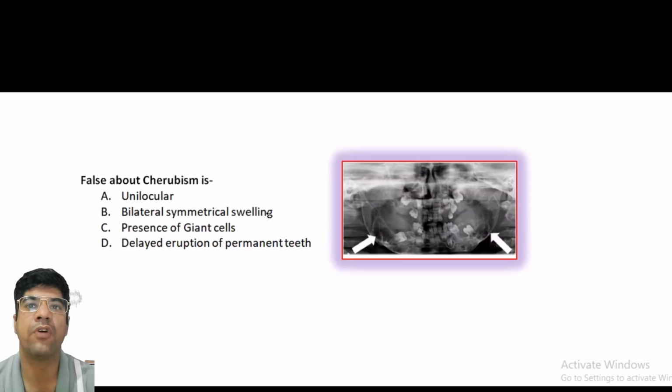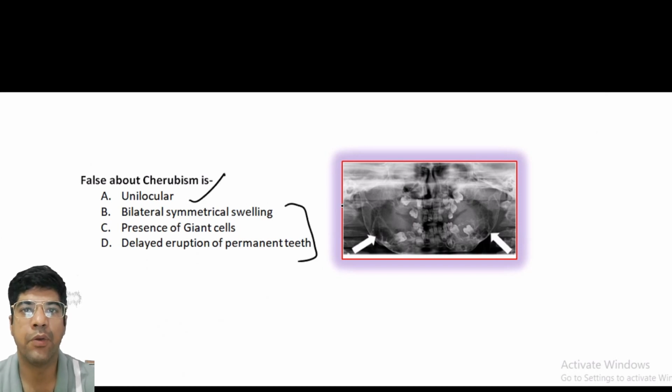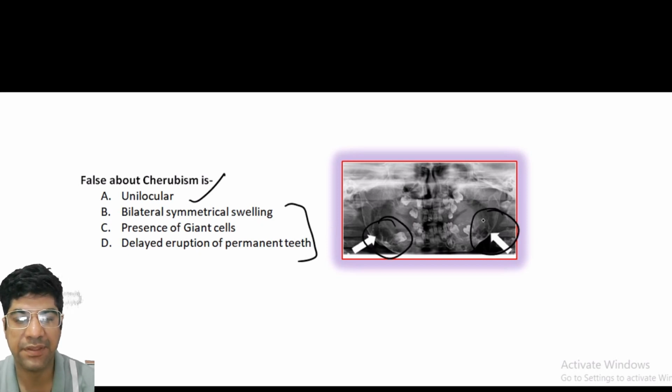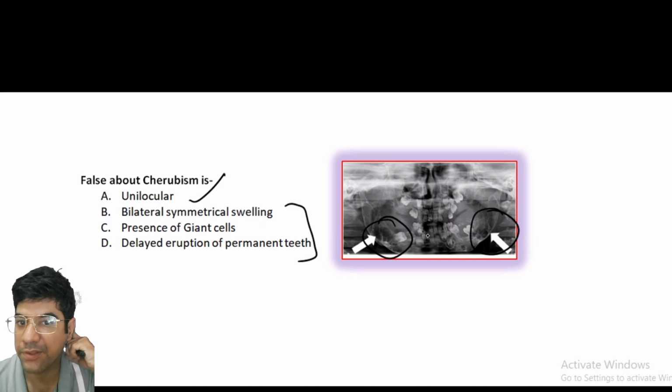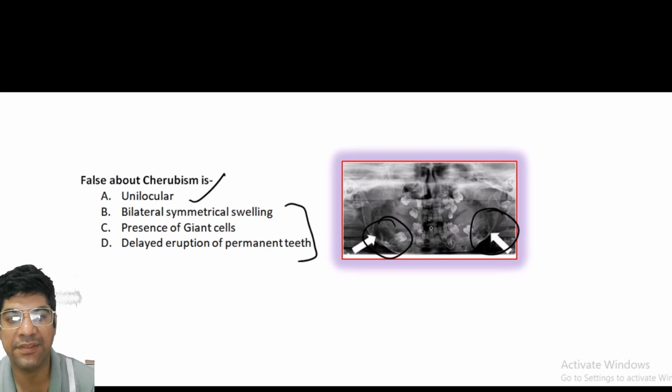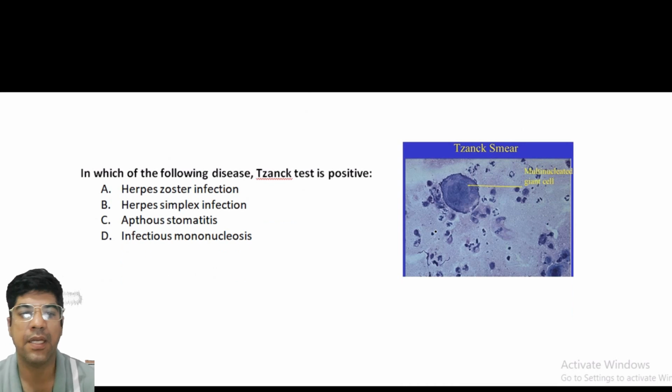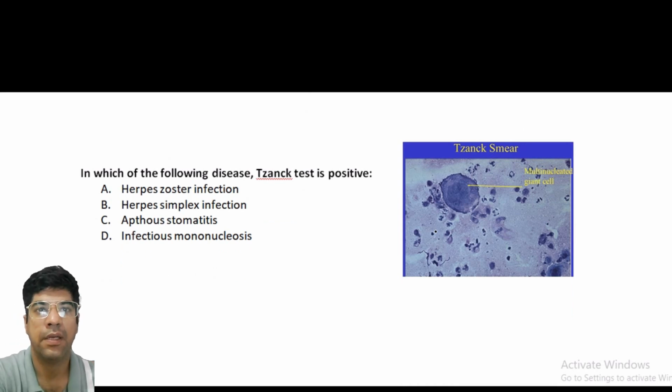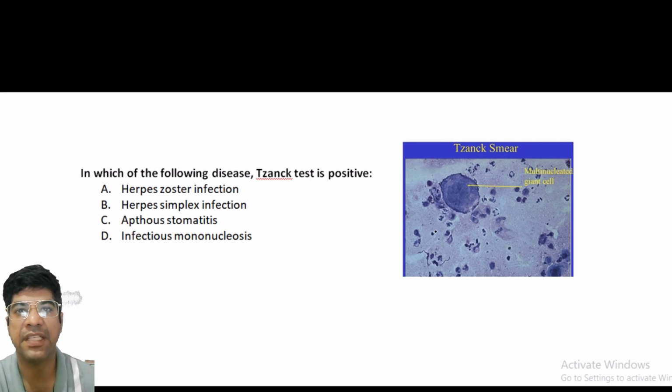Next question, false about cherubism: all of the following are true except it is unilocular. Well, it is a multilocular radiolucency that could be seen, not unilocular. The other options, bilateral symmetrical swellings, presence of giant cells, delayed eruption of permanent teeth, are all characteristic features of cherubism.